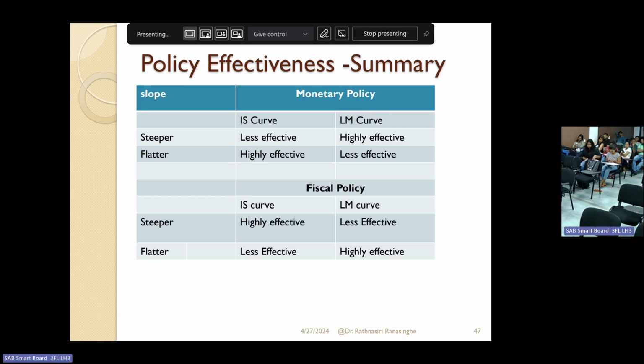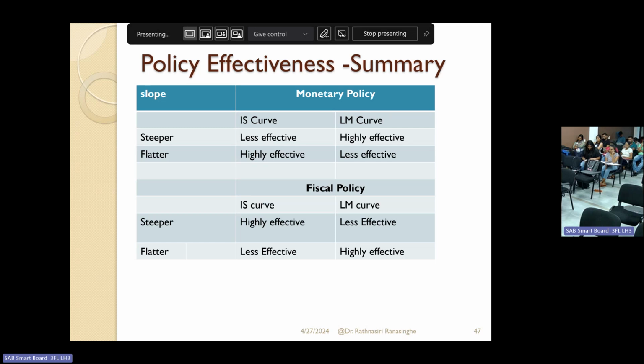So the main conclusion is that the effectiveness of the policy depends on the slope of the IS and LM. You can prove it by taking separate monetary and fiscal policies. So first we take the monetary policy and the slope of the IS curve. Now the slope of the IS curve depends on what?